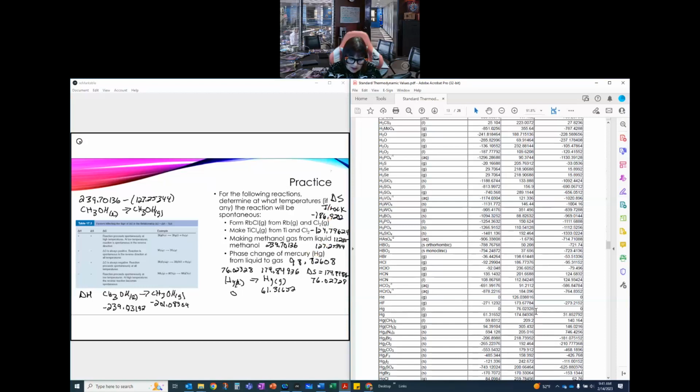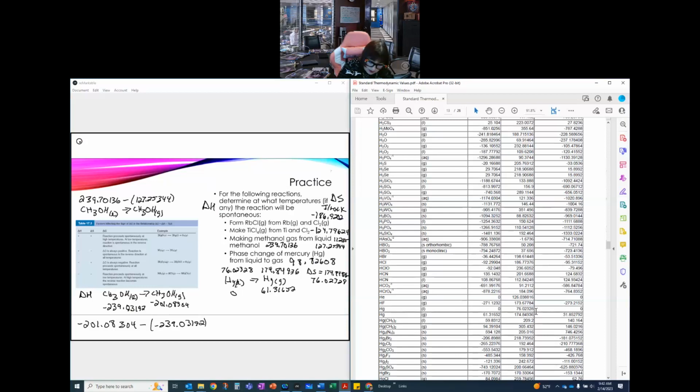I'm going to calculate delta H, and I'm going to put those over on this side. Now, I have delta H values for the methanol that I put right here. And again, it's the same formula as what we talked about previously. So the products minus the reactants. So I have my negative 201.08304 minus negative 239.03192.